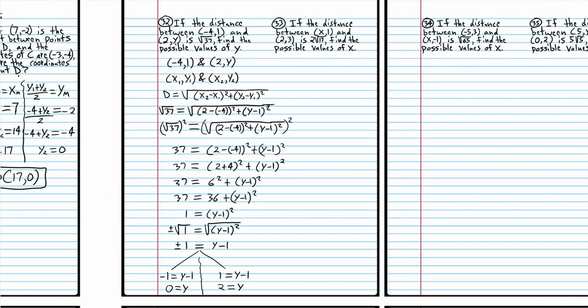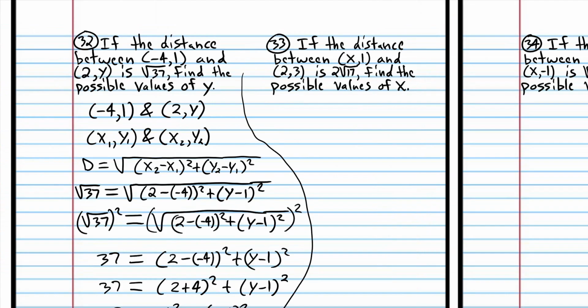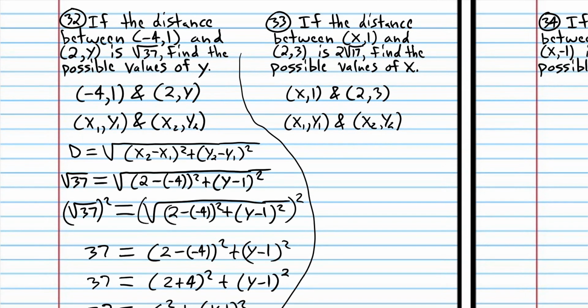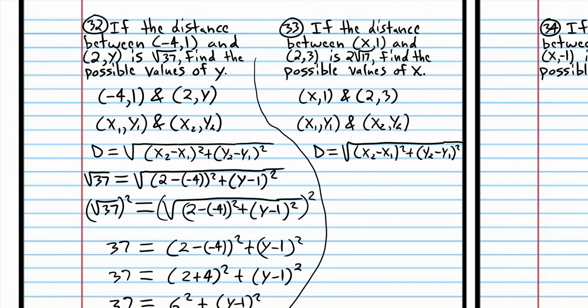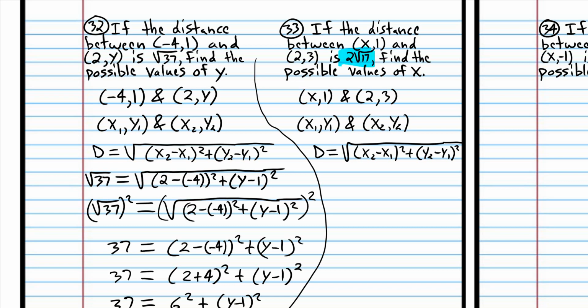All right, so let's try one more of those problems together before you try one on your own. So we're going to write out those coordinates, and we can use the distance formula. That's what these problems are all about, the distance formula. And do we know the distance? Yes, we do know the distance. It is 2 root 17. That's the distance.